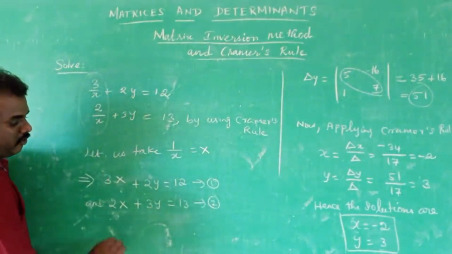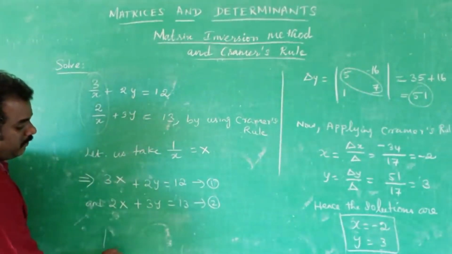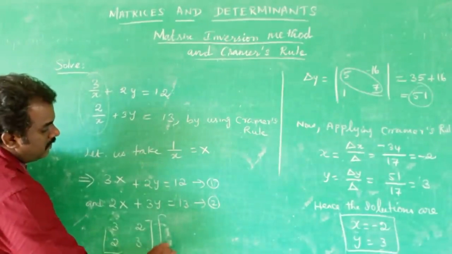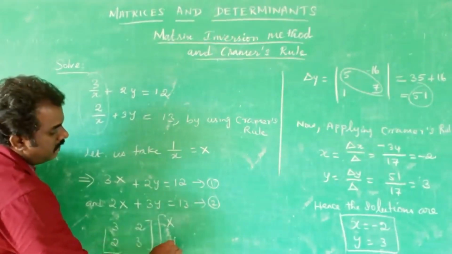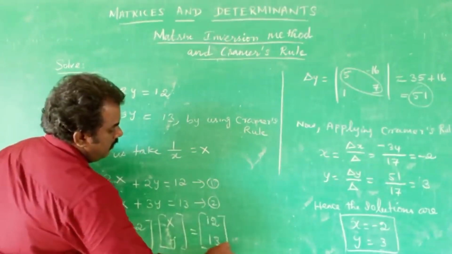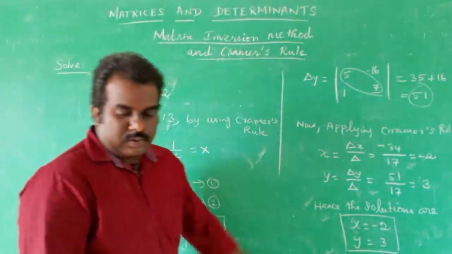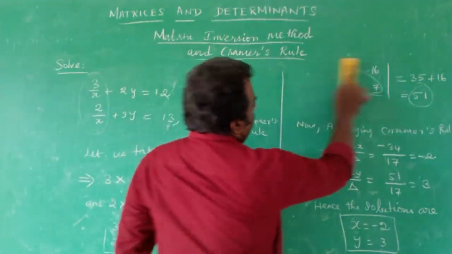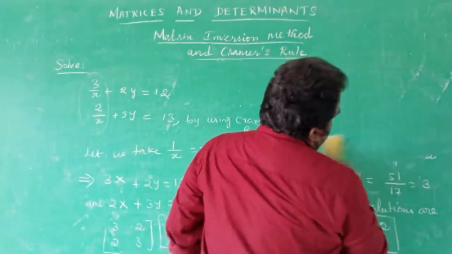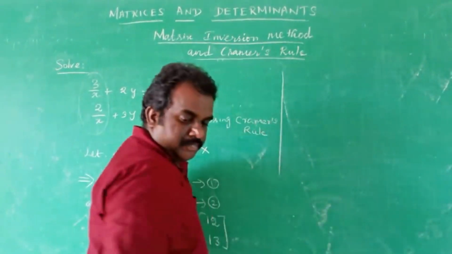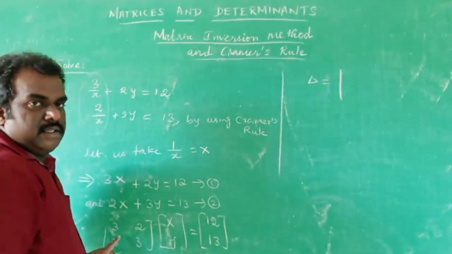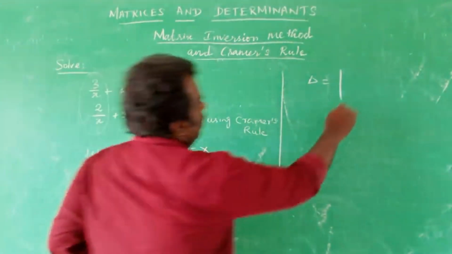The system can be written in the form of AX = B. So take the coefficient matrix 3, 2, 2, 3 multiplied with the column matrix capital X and small y, equal to the column matrix 12, 13. Then next we can go for, as usual, delta. What is delta? The determinant of the given coefficient matrix 3, 2, 2, 3.